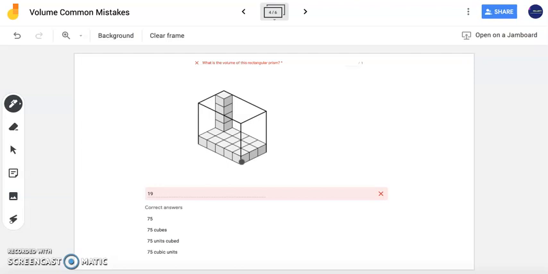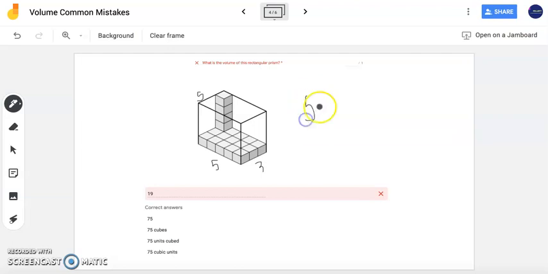Therefore, you need to figure out the volume: how many cubes you need to fill this entire rectangular prism. Volume is how much space is in an object. So now we're going to count the length: 1, 2, 3, 4, 5. My width is 3, and now my height is 1, 2, 3, 4, but there's still another cube underneath that we don't see. So my height is actually 5 units.